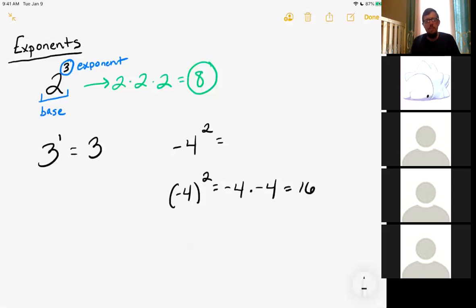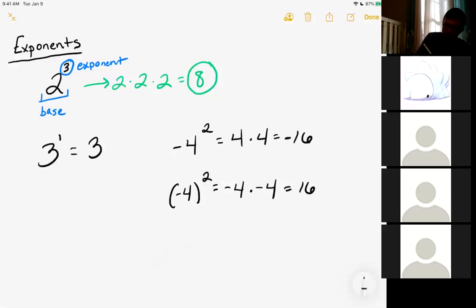On the first one, the negative is not in parentheses, which means the negative's not squared, only the 4 is squared. So you do 4 times 4, which is 16, and then you just stick a negative on front. So the parentheses make a really big difference when your base is negative. Keep that in mind. Okay, how do you feel about fractions?